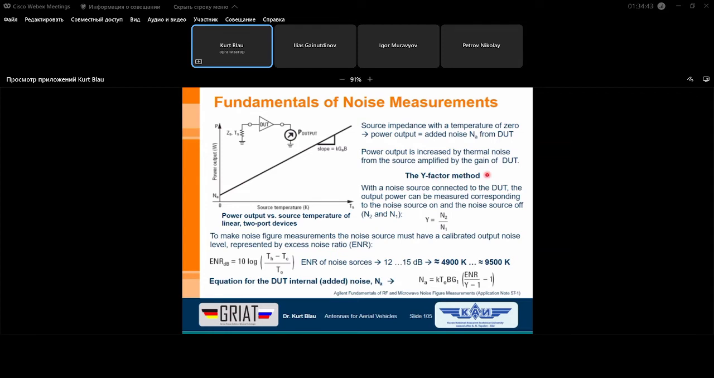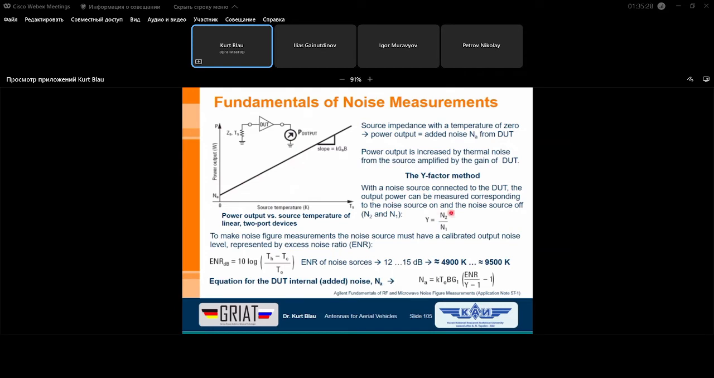Now, how does it work? With a noise source connected to our device under test, the output power can be measured corresponding to the noise source on and the noise source off. In this primitive discussion here, you can say, okay, we apply our noise source coming from a pure ohmic resistance at the input, 50 ohm, at our environment temperature of 290 Kelvin, and now we heat up. This is the second point.